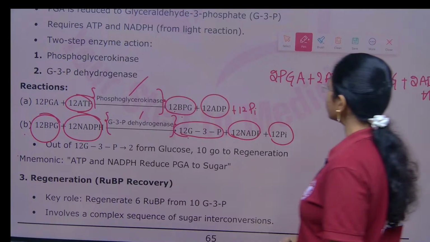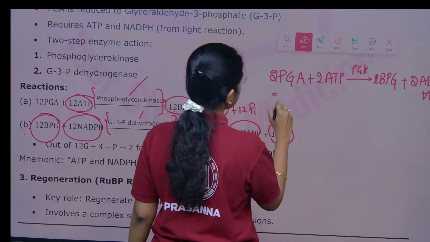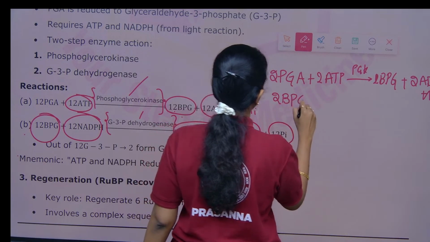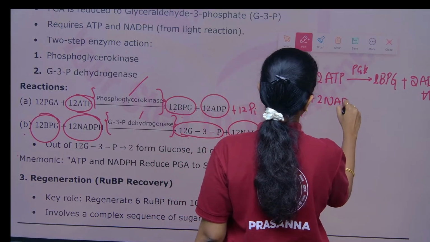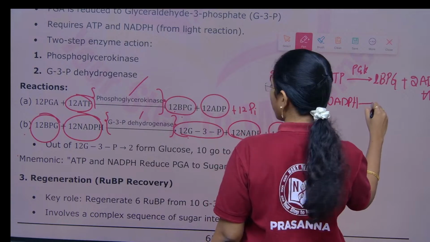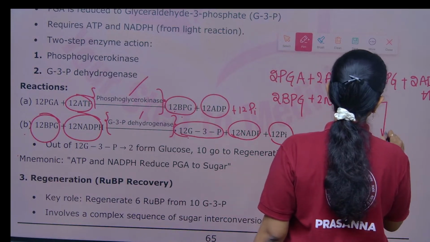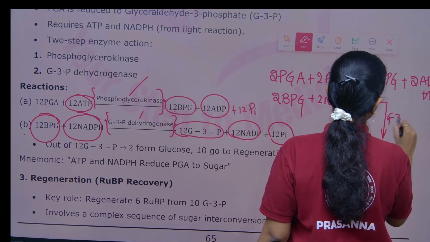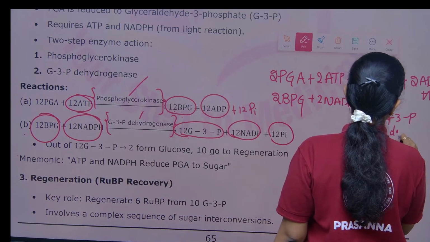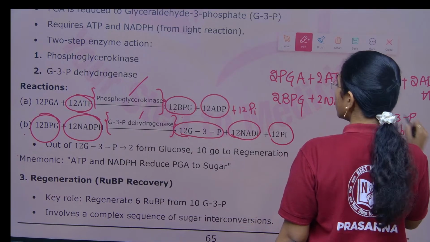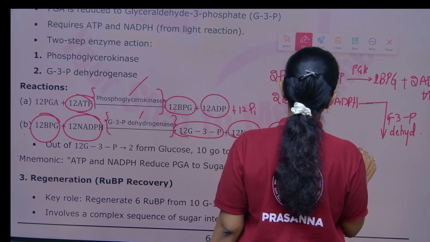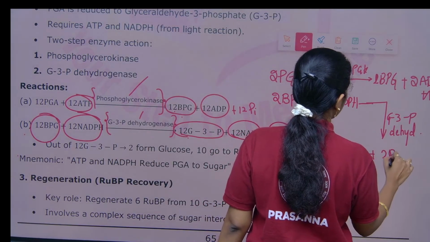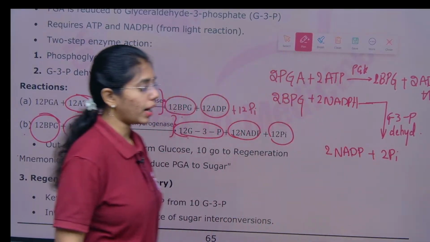And second is 2-bisphosphoglyceric acid plus 2 NADPH in the presence of the enzyme glyceraldehyde 3-phosphate dehydrogenase. It forms 2 NADP and 2 inorganic phosphate. This will be formed at the end.